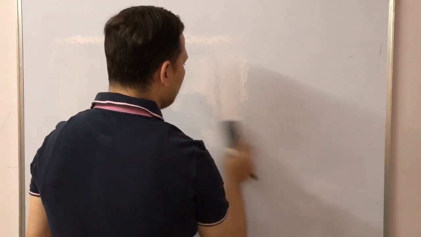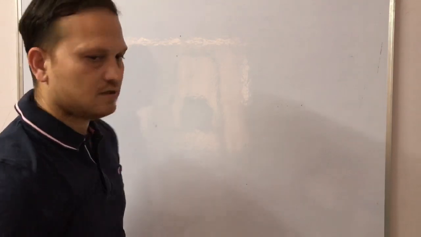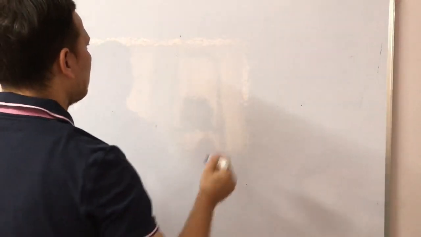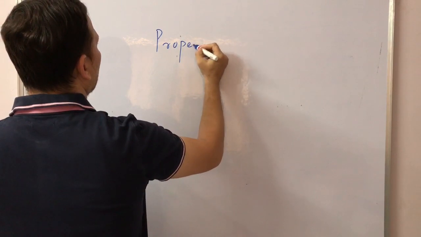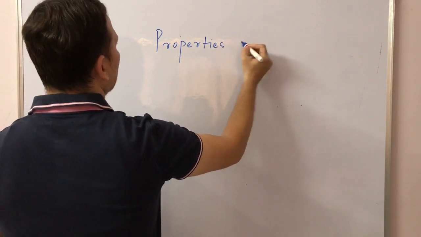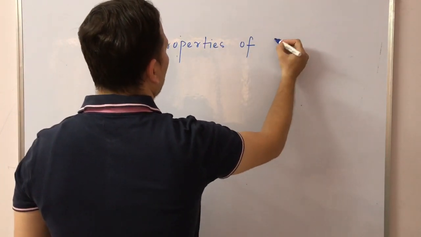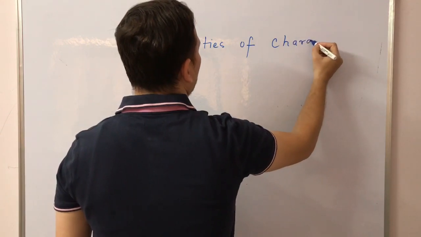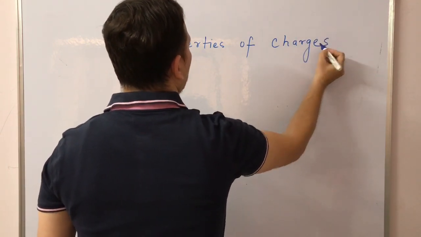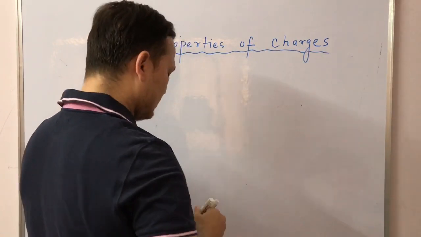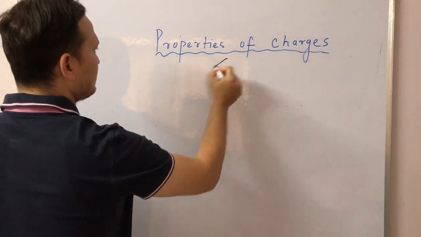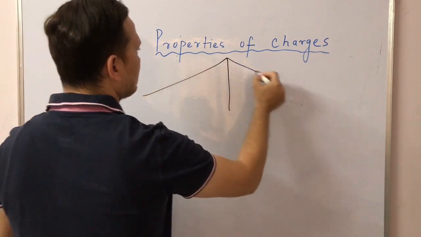Okay, so now we see the next topic. The next topic is properties of charges. Okay, we're going to see three properties of charges. We have three properties. We'll see one by one each.